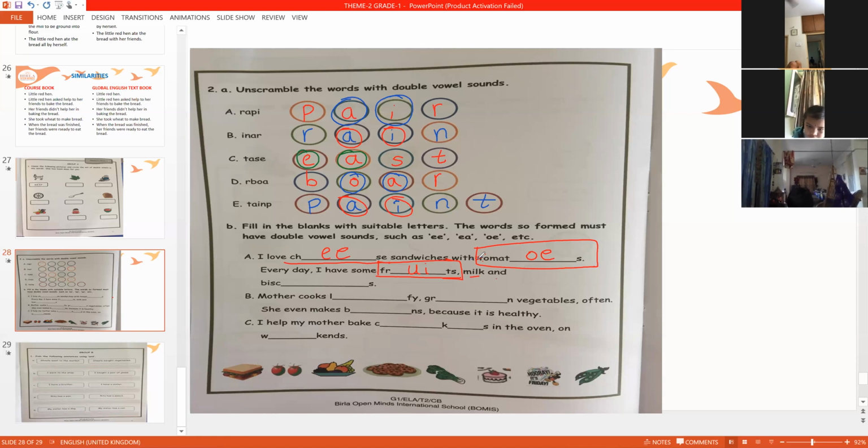Milk and BISC dash S. Can you tell me which vowels you are going to write there? U-I. U-I-T. Yes, U-I-T is also missing. T is not a vowel, but it is missing. So we will write here U-I-T. So that is biscuits. Very good. Yes, good. Now let us see the next one.